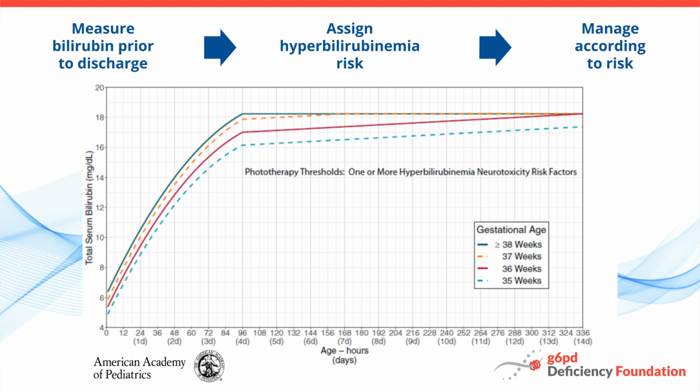Bilirubin levels in neonates with G6PD deficiency do not follow the pattern seen with those who have no risk factors. Instead of a predictable arc, bilirubin levels in G6PD deficient neonates have the potential to rapidly increase over time. Because G6PD deficiency is among the risk factors that can cause hyperbilirubinemia neurotoxicity, this is the bilirubin nomogram that must be used when assessing the bilirubin level of a neonate with G6PD deficiency.